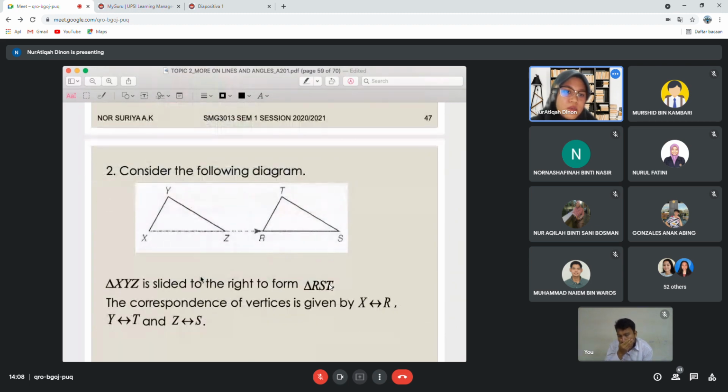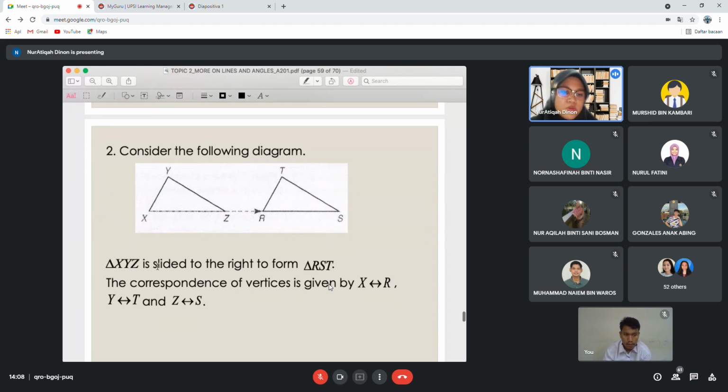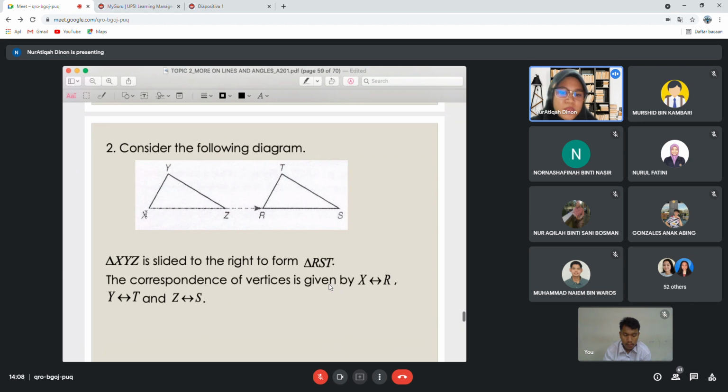Okay, let's consider the following diagram, X, Y, and Z. When we want to slide to the right, we can form R, S, T here. So when we want to write the corresponding vertices, it is given by X, R, Y, T, and Z, S. So we didn't add this symbol here.